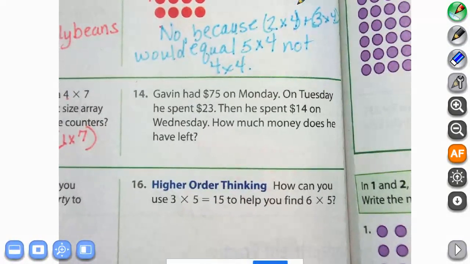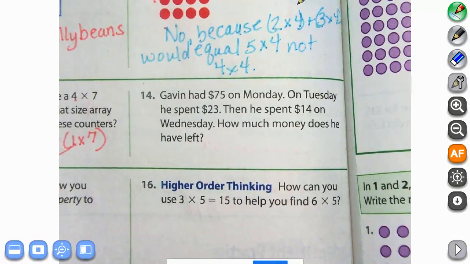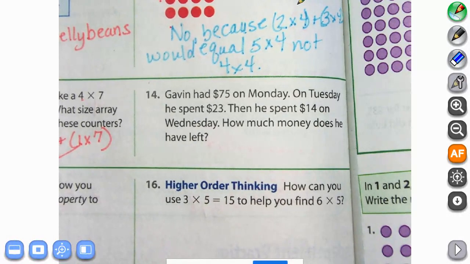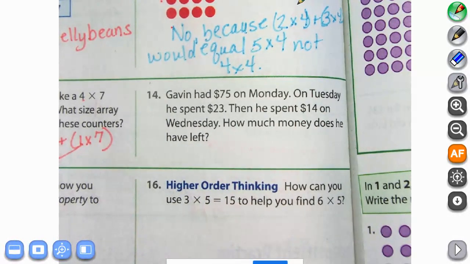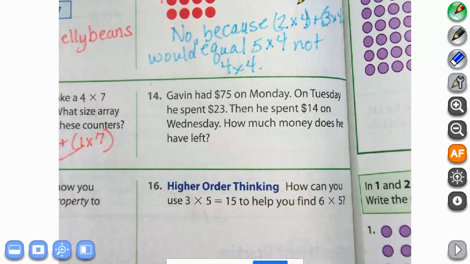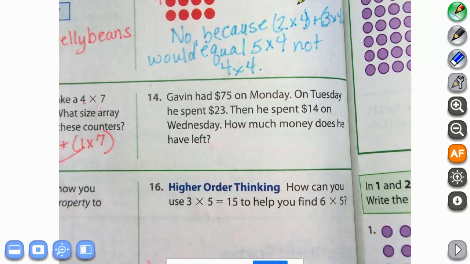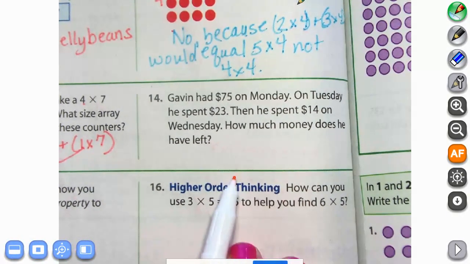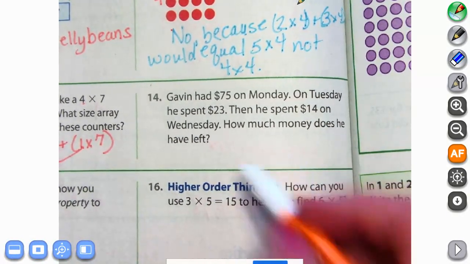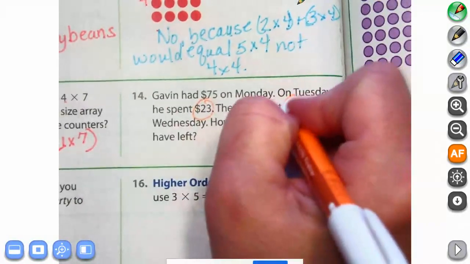All right, number 14. Gavin had $75 on Monday. On Tuesday, he spent $23. Then he spent $14 on Wednesday. How much money does he have left? All right, we could do two things. We could do 75 minus 23, then take the answer minus 14. Or we can add up how much he spent already.